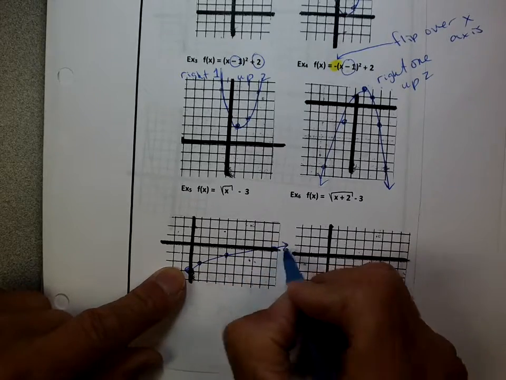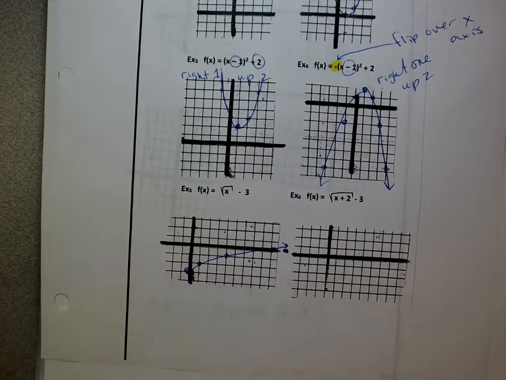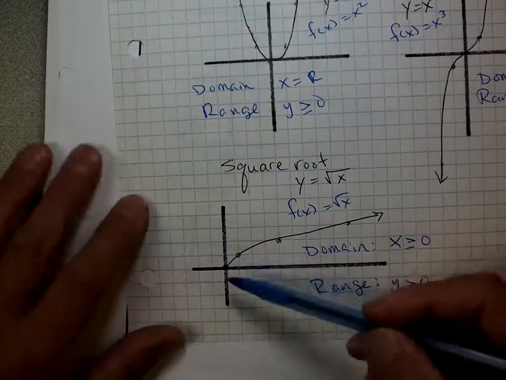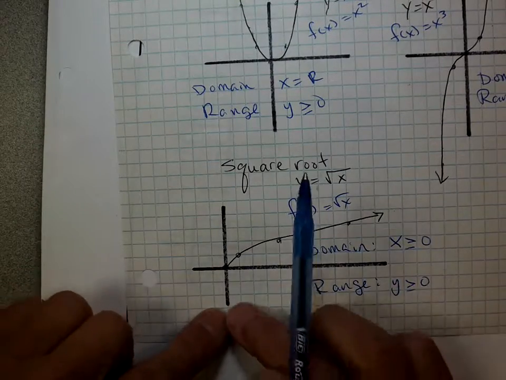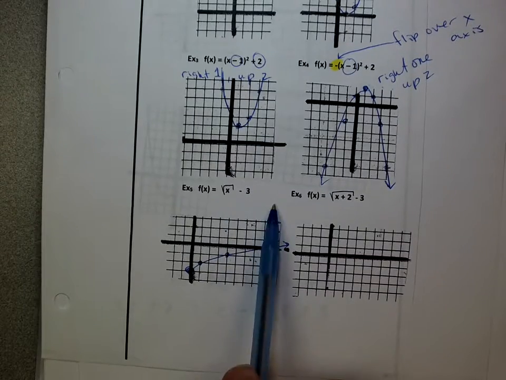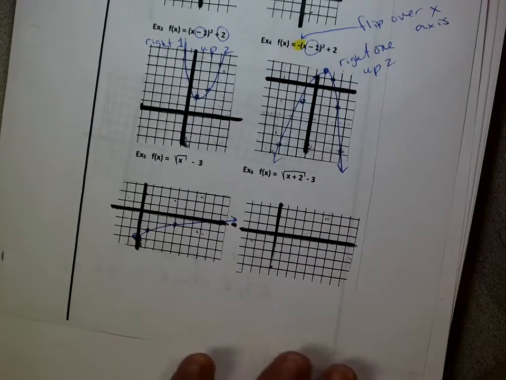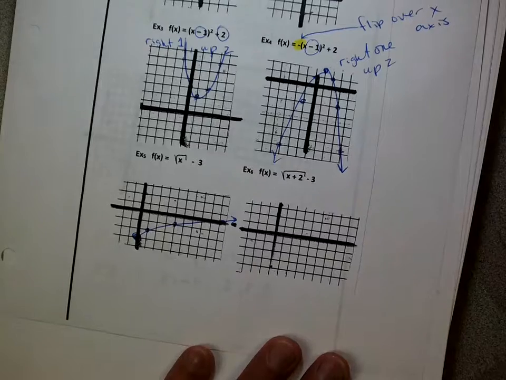There it is. All we did is we took this graph, our square root graph, and just brought it down 1, 2, 3, and graphed it. See how I did that? I took my square root graph and brought it down 3. Okay, now, example 6. What are we going to do with example 6?